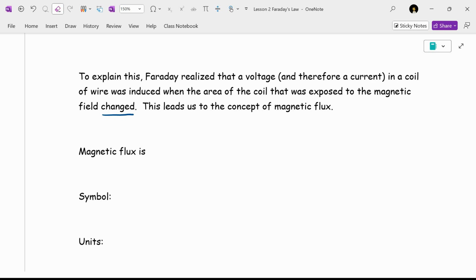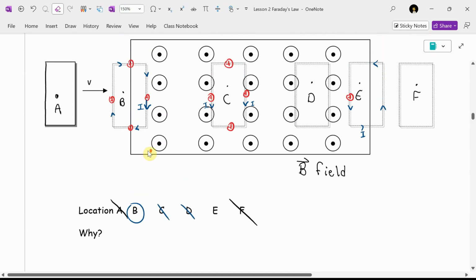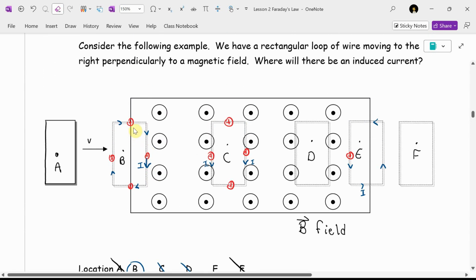Underline the word changed. I'll go back to this picture. We're generating a current when the amount of area that's exposed to the magnetic field is changing. In picture B, it's going from no exposure to full exposure. And in picture E, it's going from full exposure to no exposure. Those are the only places where the exposure to the magnetic field is changing. That's where we're generating the current.